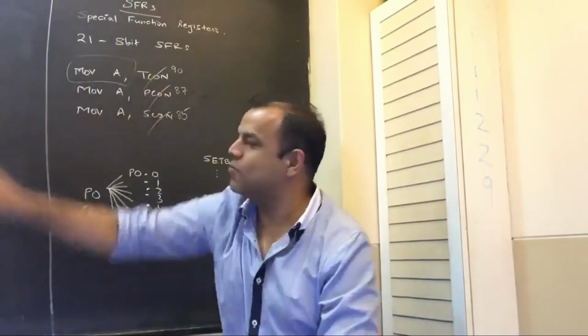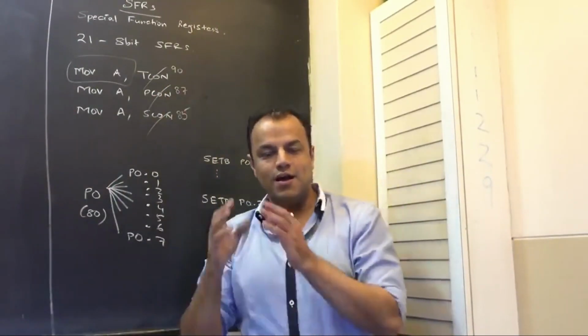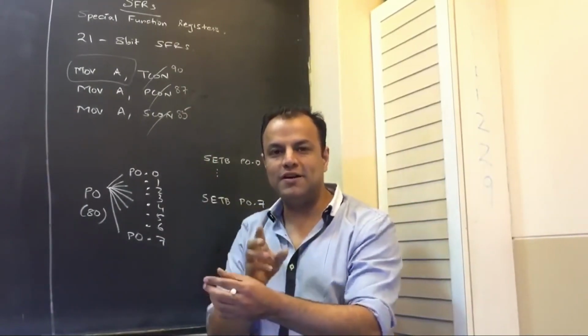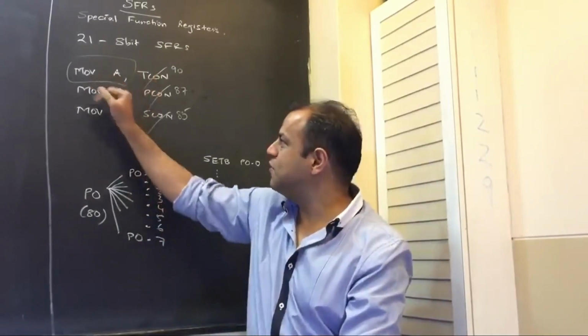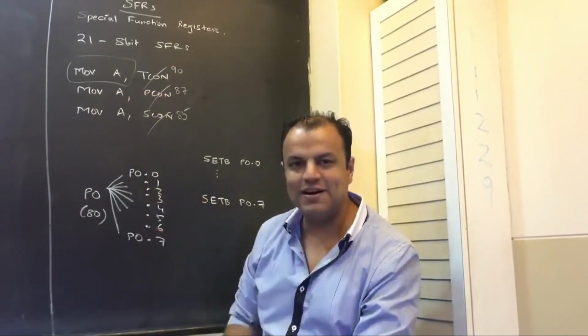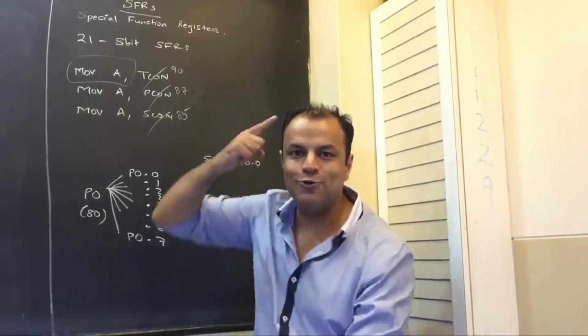Now there is an opcode only for MOV A. A number is never a part of an opcode. A number is written as an operand. So this is the opcode, this is the operand, this is the opcode, this is the operand, which means all your 21 SFRs can be used by using only one opcode.